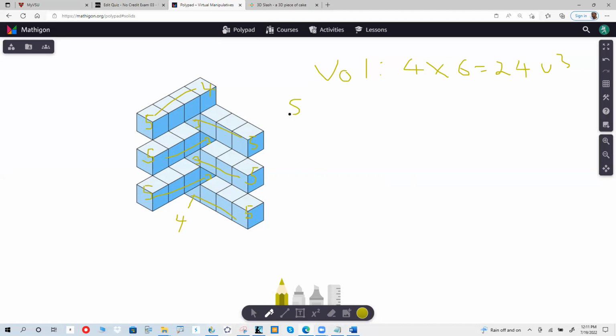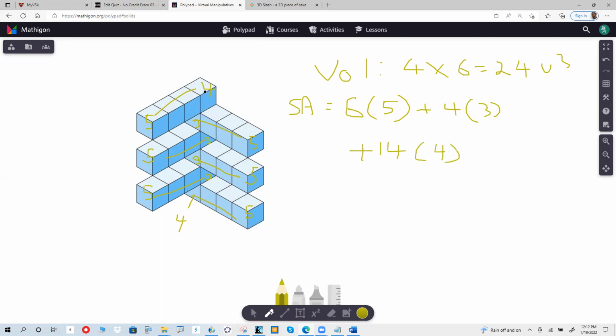Okay, so for surface area, I'm going to carefully count how many cubes are showing 5. 1, 2, 3, 4, 5, 6. So 6 cubes are showing 5 faces. Account for them. How many are showing 3? 1, 2, 3, 4. 4 times 3. How many are showing 4? I accounted for 1, 2, 3, 4, 5, 6, 7, 8, 9, 10, 11, 12, 13, 14. It's actually 14, guys.